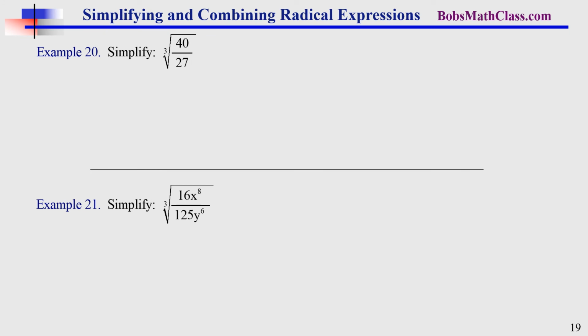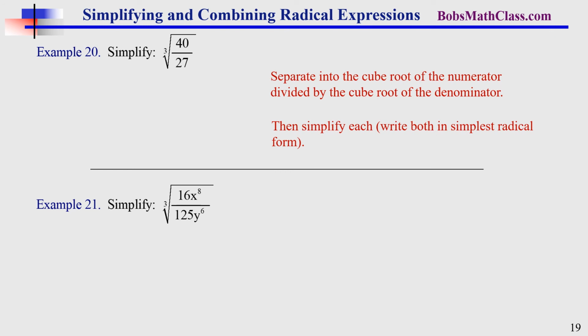These are cube roots. Same process. We're going to separate it, work out the top, work out the bottom. So cube root of 40 on top, cube root of 27 on the bottom. The cube root of 27, that's a perfect cube, so that'll just be 3 in the denominator. Cube root of 40, we've got to do a little bit of work, right? Do our tree, or write it as a product. If you do the tree, there's 3 2's and a 5. So a 2 will come out and the 5 will stay inside.